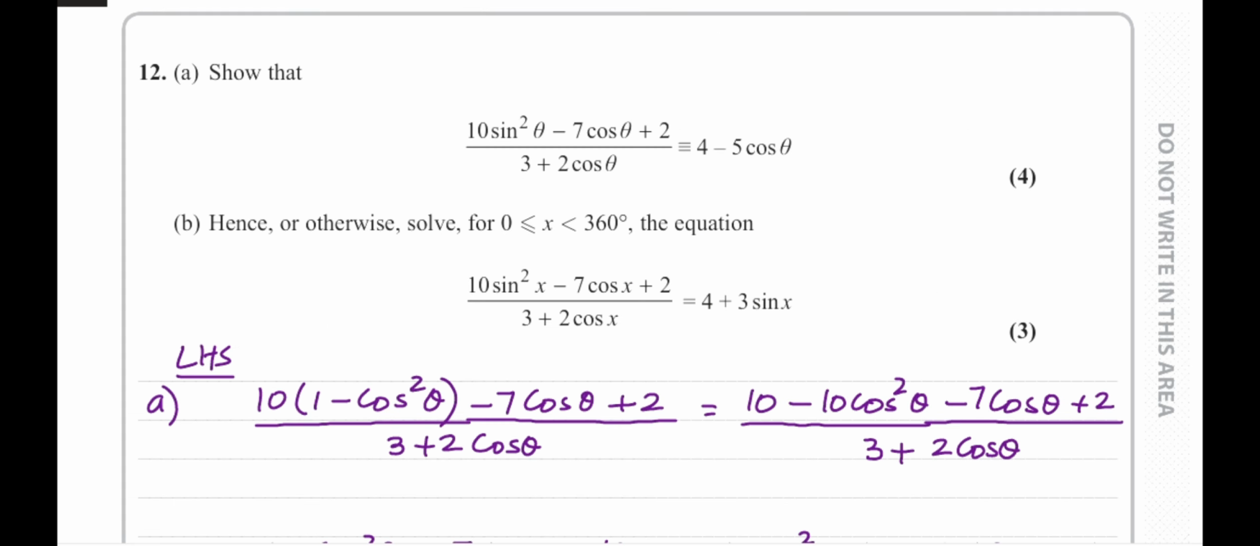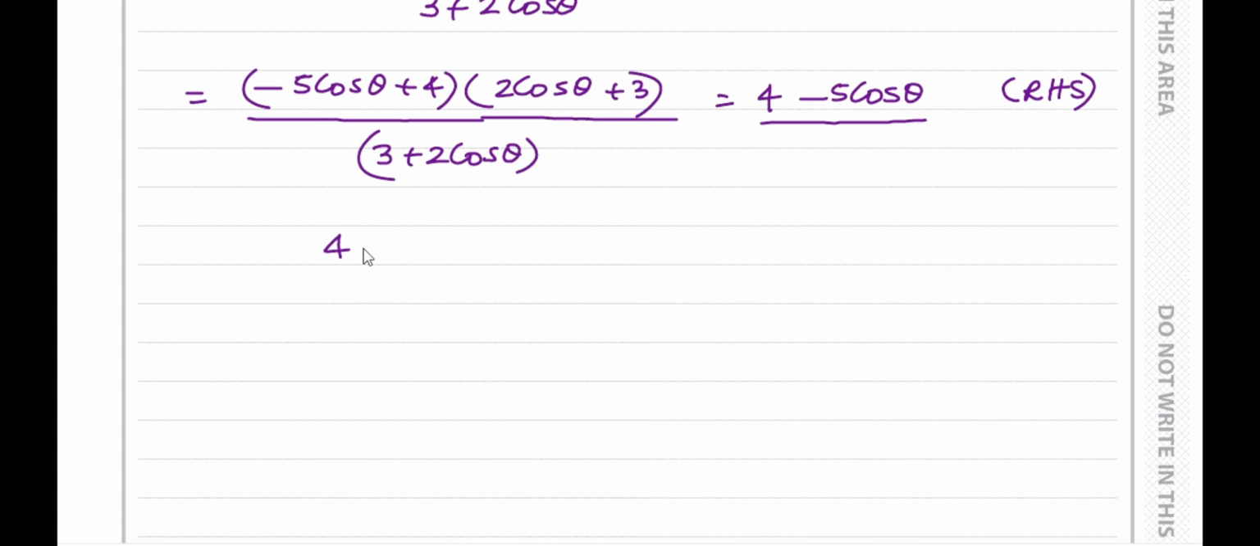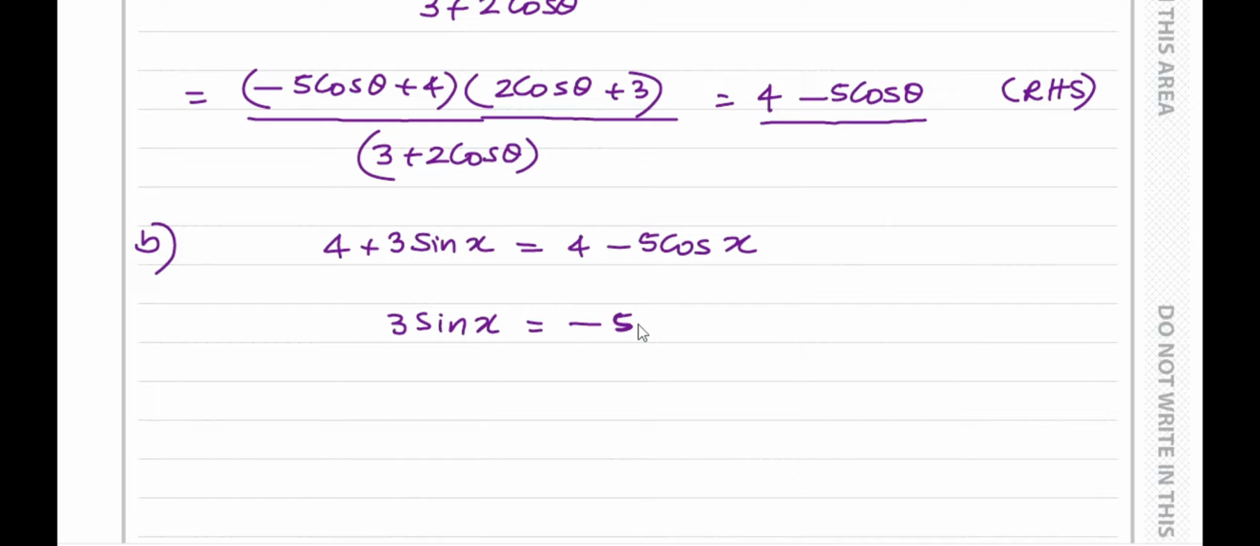Part B. Hence or otherwise solve for x being greater than or equal to 0 but less than 360 degrees. The equation, the whole left hand side, except that theta is equal to x now, is equal to 4 plus 3 sin x. So we could write 4 plus 3 sin x equals 4 minus 5 cos x. That means 3 sin x equals minus 5 cos x.